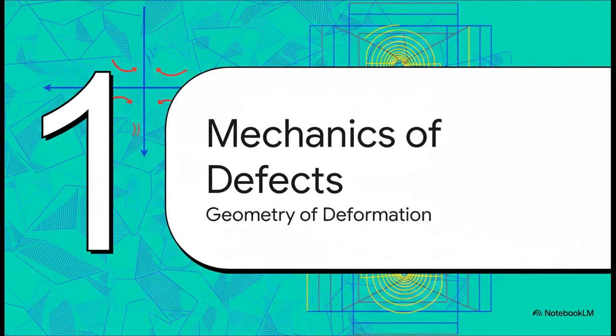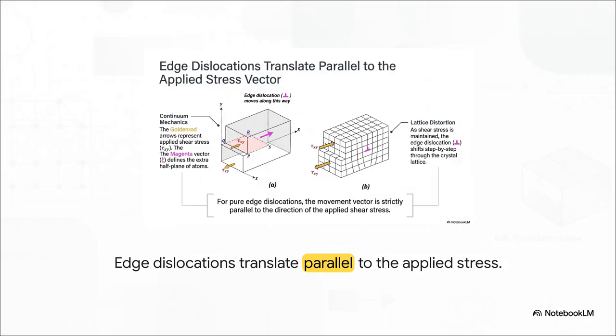Section 1. Mechanics of line defects, the geometry of deformation. So to really understand macroscopic yield, we've got to first establish the fundamental kinematics of the two primary 1D defects, edge and screw dislocations. Take a look at the edge dislocation here. Notice those goldenrod arrows pushing on the block? Those represent our applied shear stress.